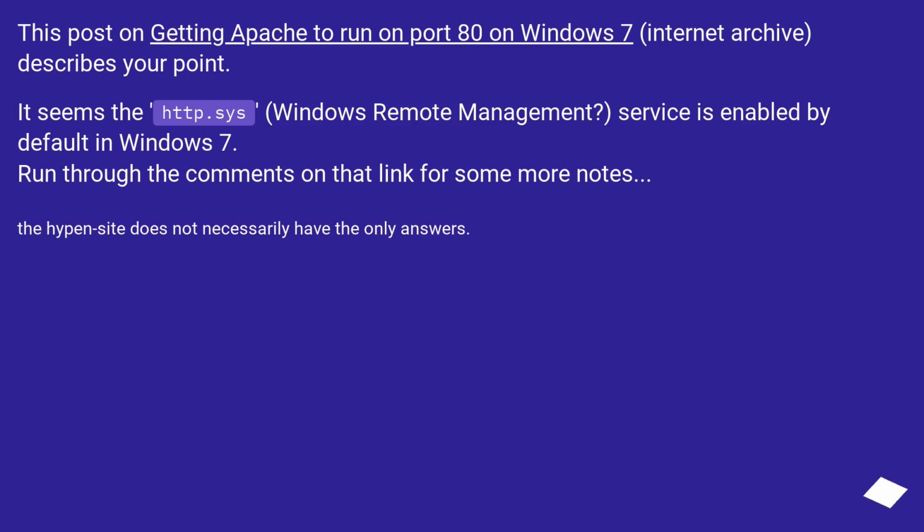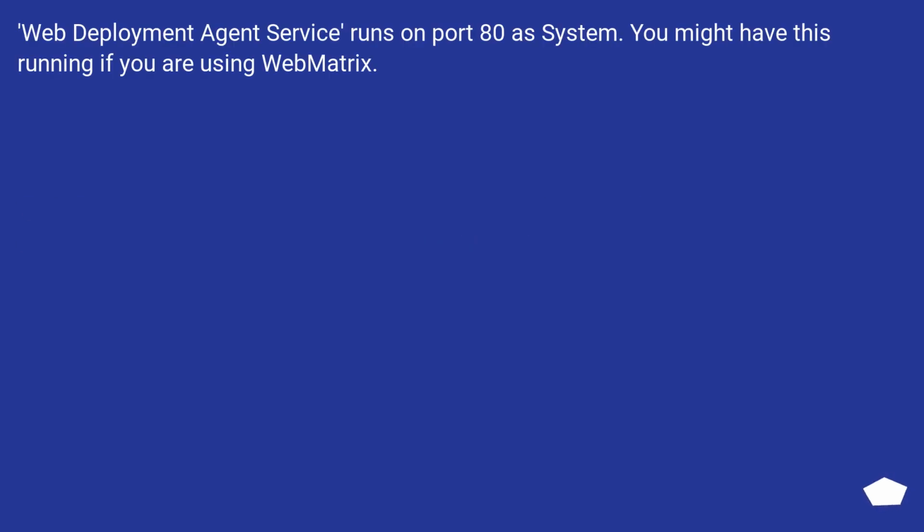This post on getting Apache to run on port 80 on Windows 7, Internet Archive, describes your point. It seems the http.sys, Windows Remote Management service is enabled by default in Windows 7. Run through the comments on that link for some more notes. The hyphen site does not necessarily have the only answers. Web Deployment Agent service runs on port 80 as system. You might have this running if you are using WebMatrix.